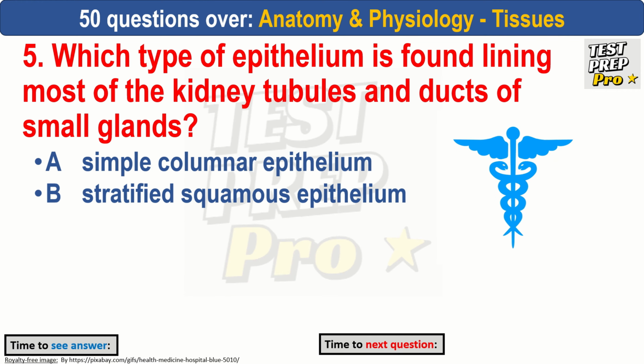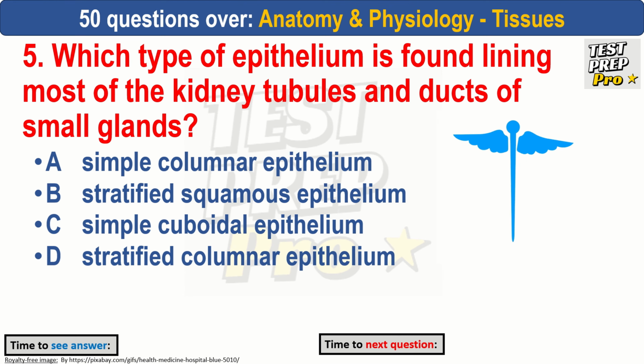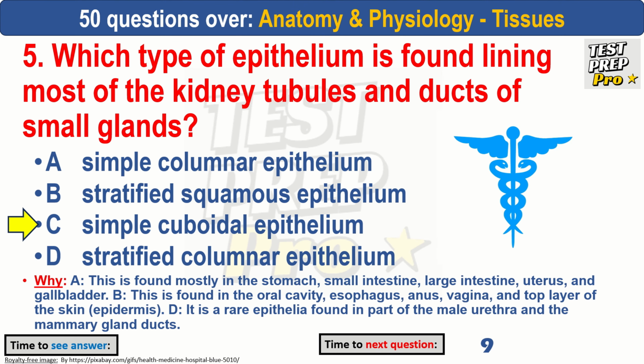Which type of epithelium is found lining most of the kidney tubules and ducts of small glands? Is it simple columnar epithelium, stratified squamous epithelium, simple cuboidal epithelium, or stratified columnar epithelium? The answer is simple cuboidal epithelium. Simple columnar is found lining the stomach, small intestine, large intestine. Stratified squamous is found on the skin surface.